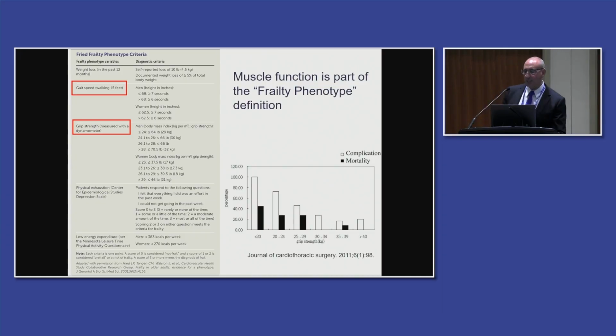I put in a small study over here that looked at esophagectomy. People just came in and did a grip strength measure. You give them a dynamometer, and you can see on the x-axis the grip strength, and on the y-axis the percent of complications and mortality for each grip strength. So just by having a simple measure of strength, we can get all this information.